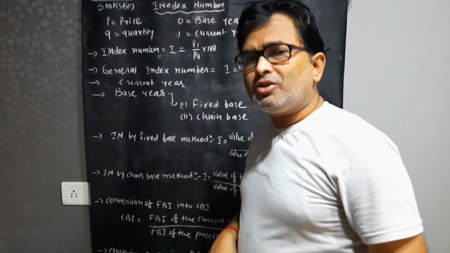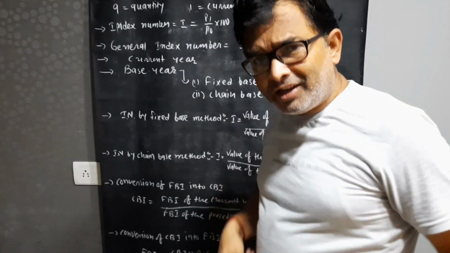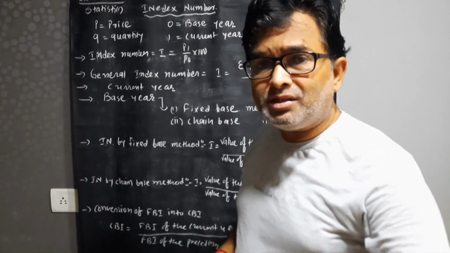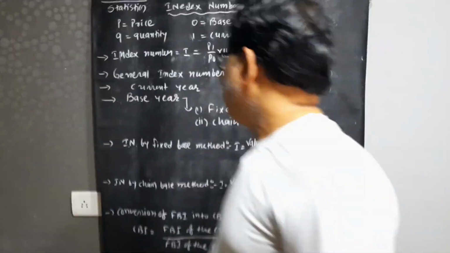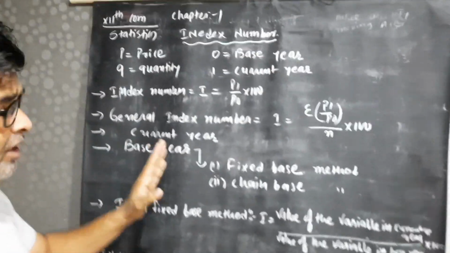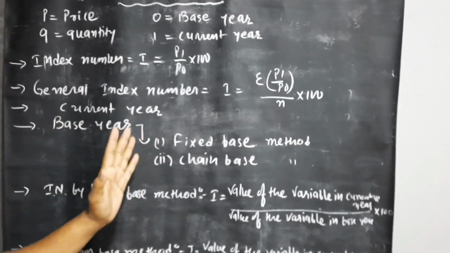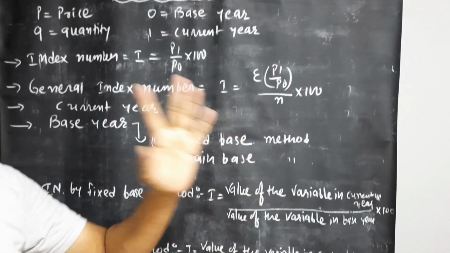The year which is close to the current year, or the year which is the current year, is your current year, and the year which is of the past or remote past, that is your base year. We can select the base year by two methods: fixed base method and chain base method.